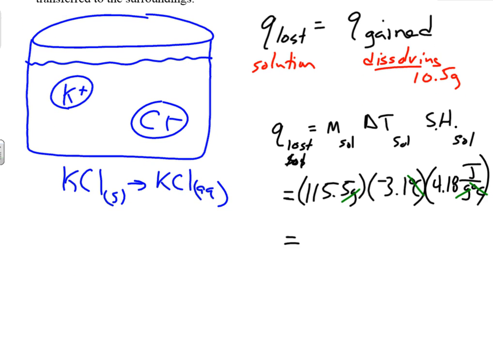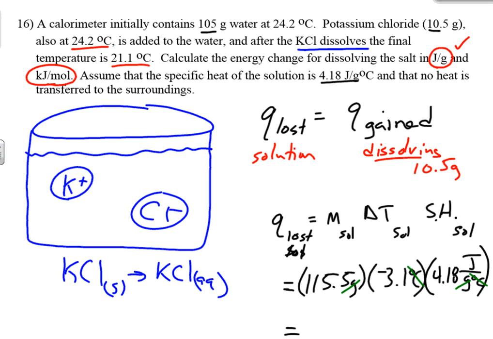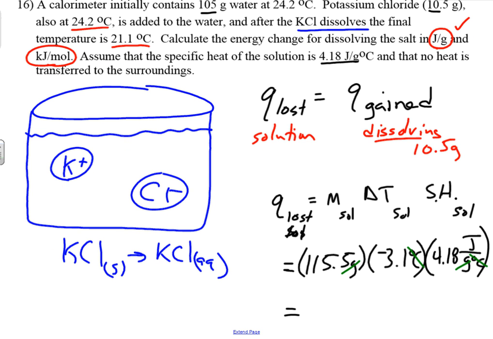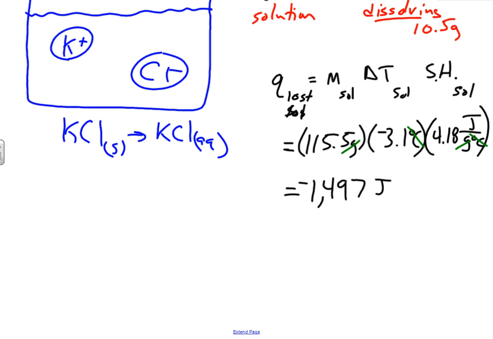And so this is going to come out to 1,497 joules. That would be negative. Significant figure-wise, we really aren't going to be able to keep all of these because our delta T only had 2 significant figures, so we really only get to keep 2 there. So this would be negative 1,500 joules. Now, that's not the energy per gram. That's the energy for 10 grams, right?